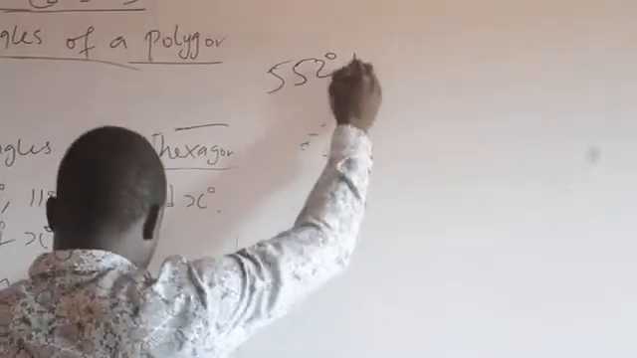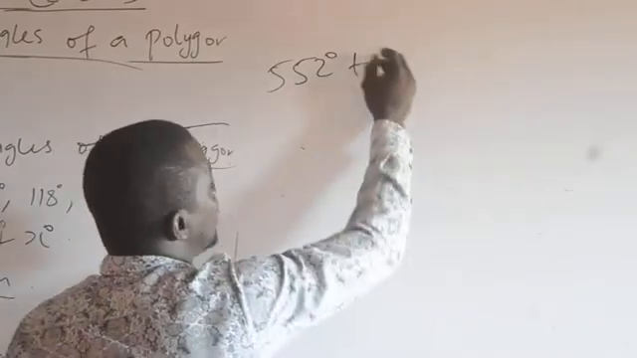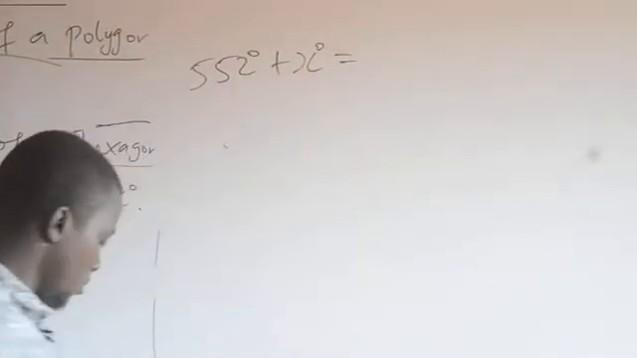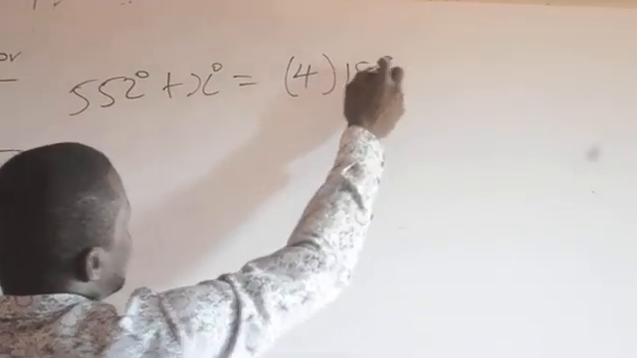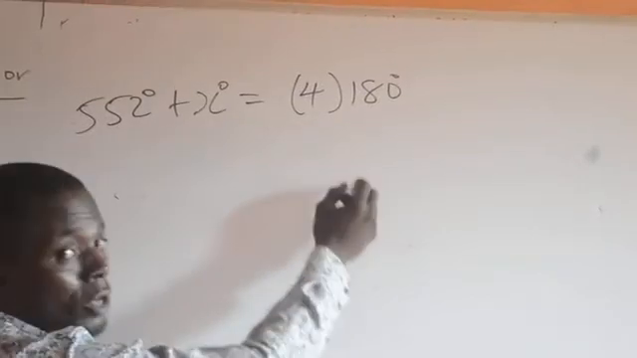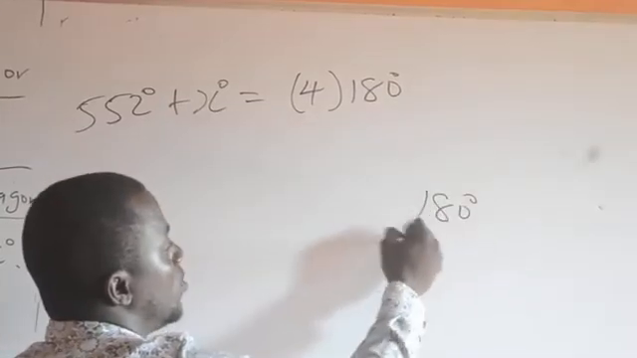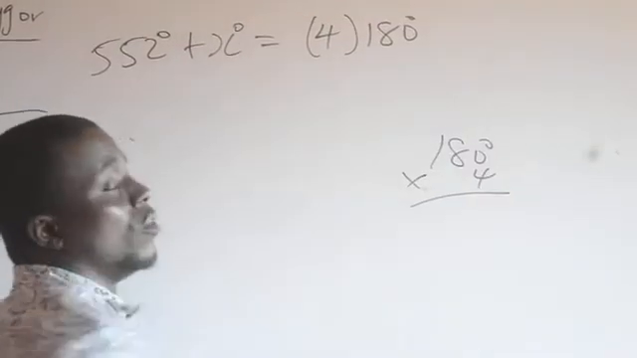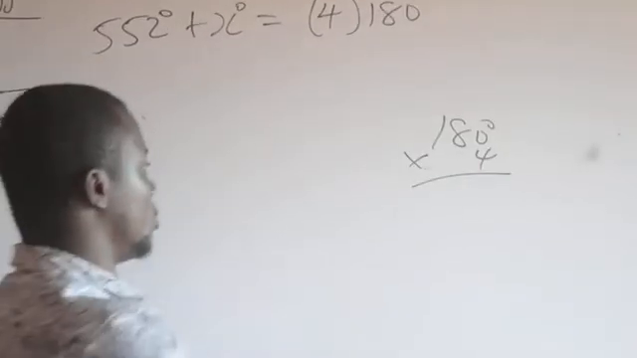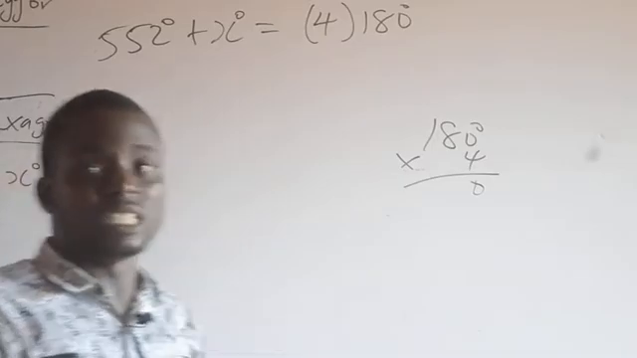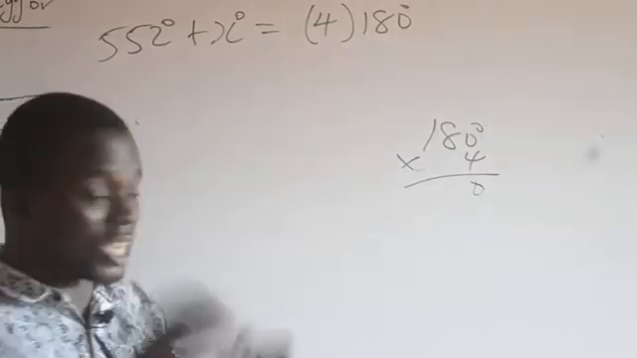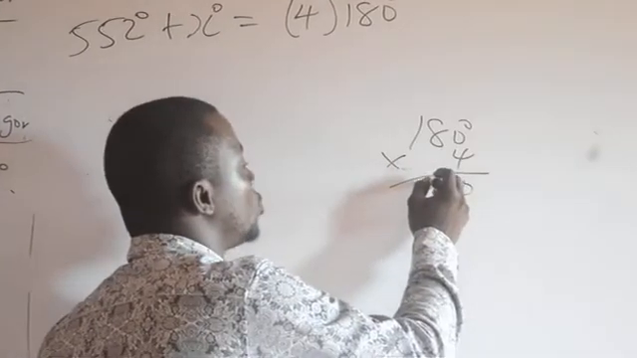552 degrees plus our S degrees, the unknown angle, equals: subtract 2 from 6, you have 4, which is 4 bracket 180 degrees. So opening the bracket through multiplication becomes 180 degrees multiplied by 4. 4 times 0 is 0. Put down your 0. Then 8 times 4 is 32. Go to the multiplication table. So let's write down 2.